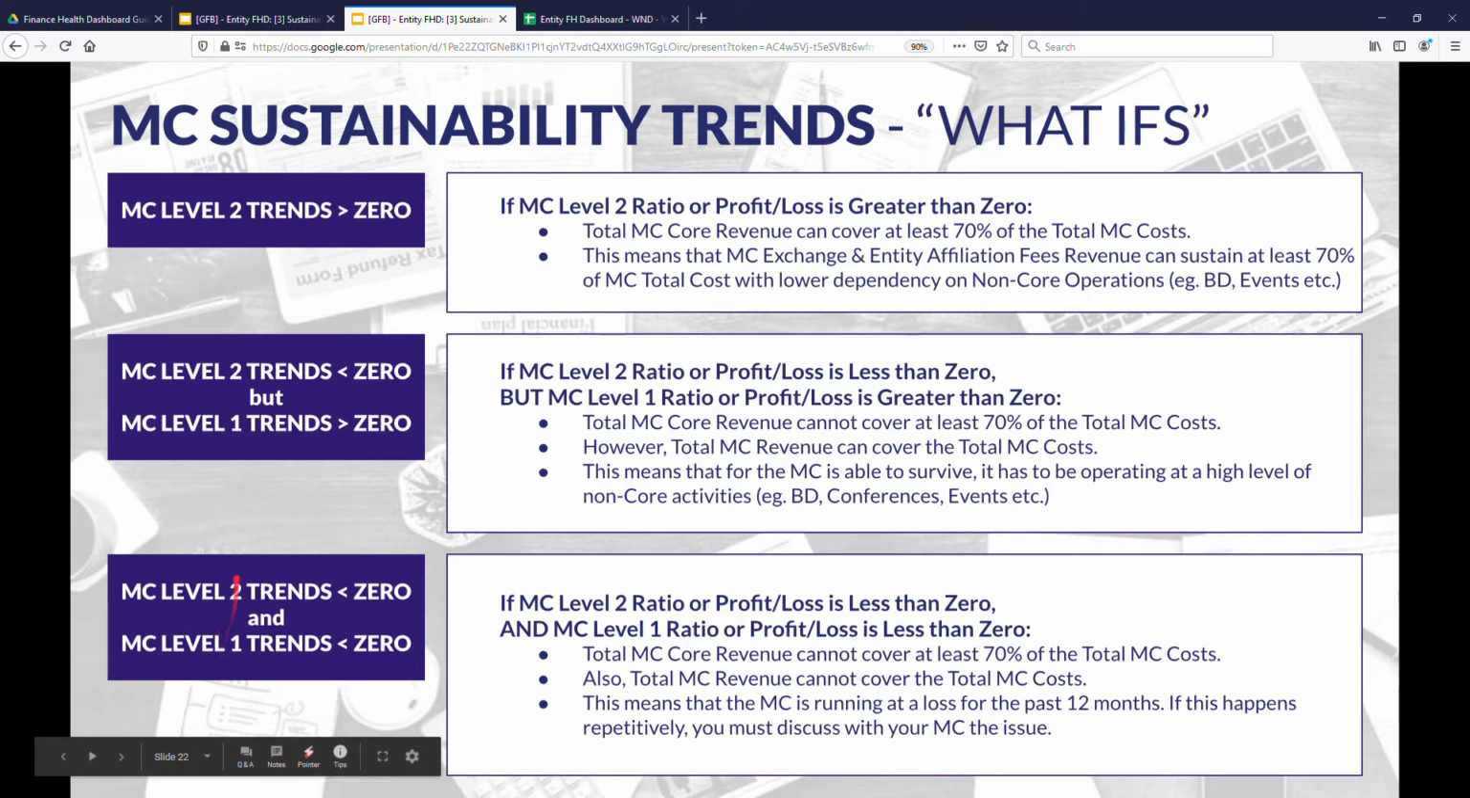Then what if both trends are below zero? That means total MC revenue is lower than total MC cost. That means you are already running on a loss. And if this happens, you must discuss with your MC about the issue. So do not let MC level trends to be lower than zero.